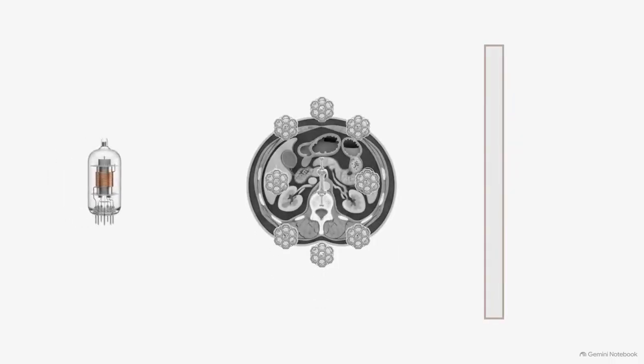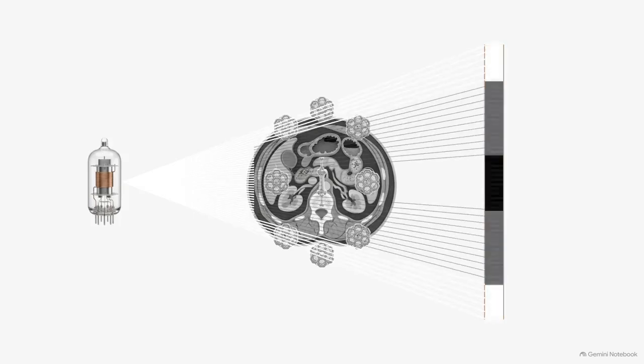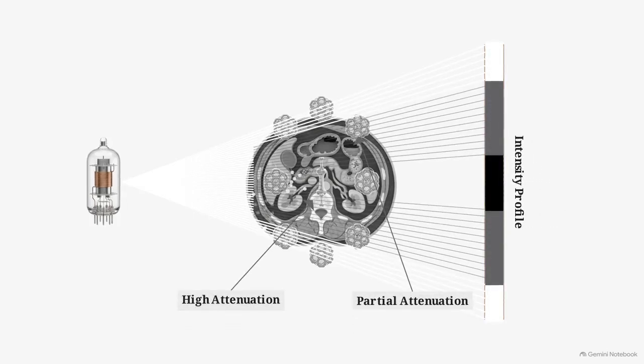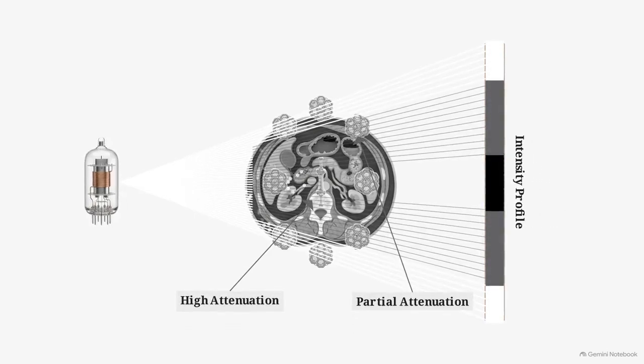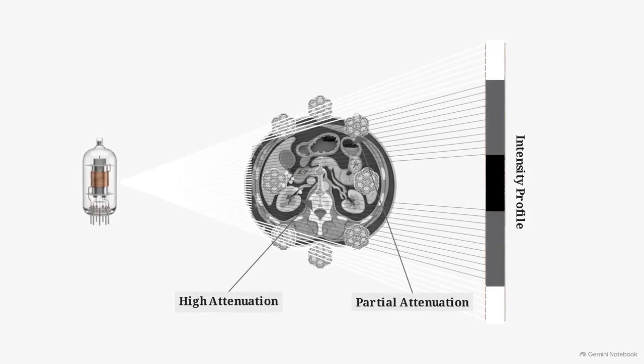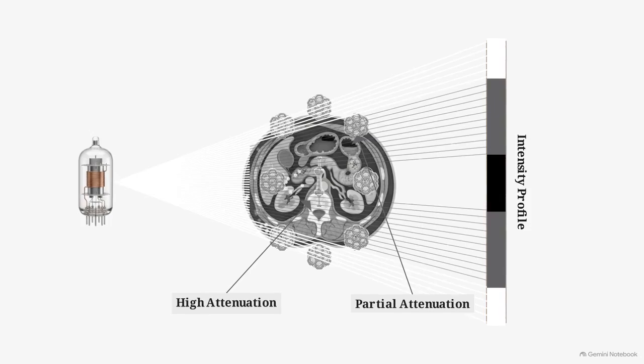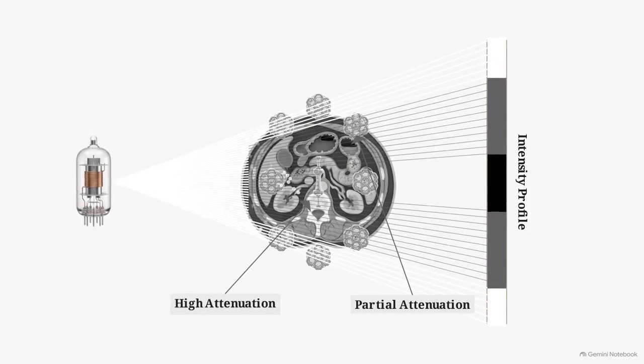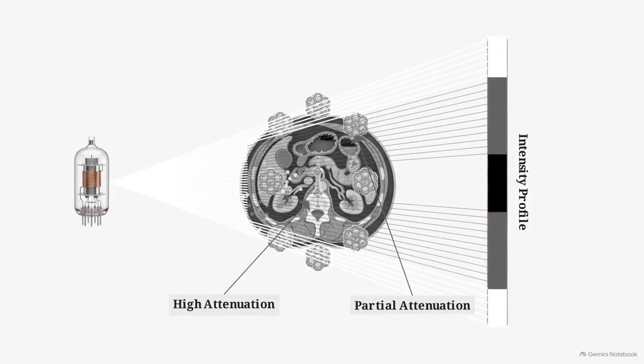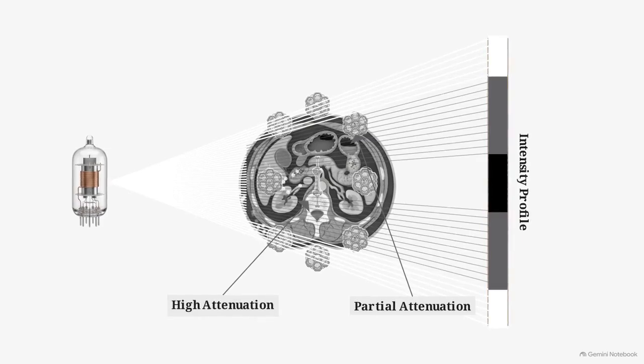The most ubiquitous energy source in the hospital is the electromagnetic X-ray. A projection X-ray relies on a very simple physical interaction: photon attenuation. As the beam passes through the body, dense materials like bone absorb more photons, while softer tissues let them pass through to hit a detector, creating a shadow of varying intensities.